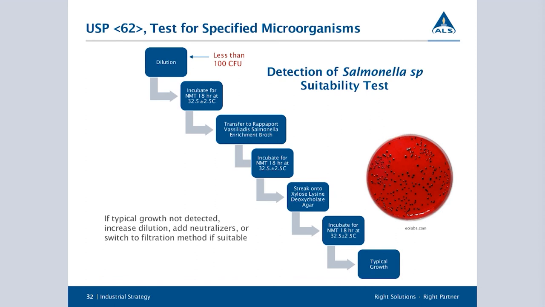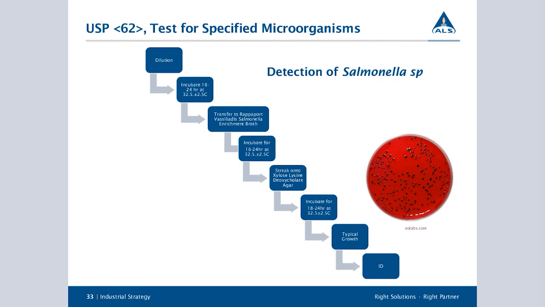Okay, the suitability test for Salmonella is very similar, except for the difference of the incubation period and the media. You're also inoculating less than 100 CFU and incubating that at a minimal time period at the required temperature and transferring into the selective broth and agar. In this case, you're looking for the growth of a black colony, sometimes with and without the zone. Then for the test itself, perform the dilution that passed the suitability test, and then you would go through the very similar process, looking for the typical growth and identification at the end if growth is observed.